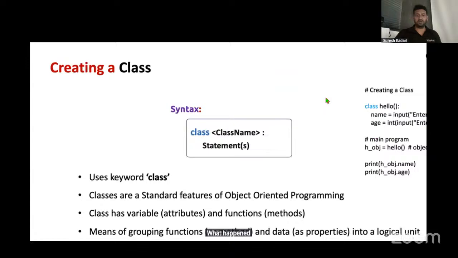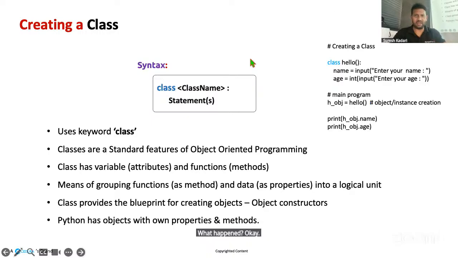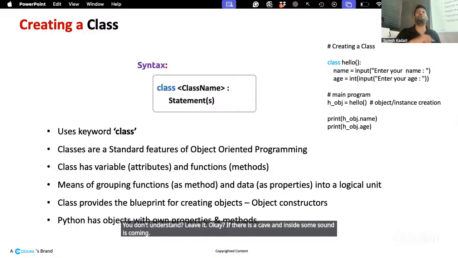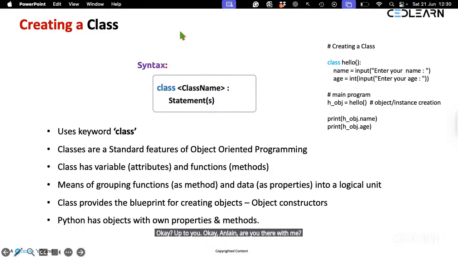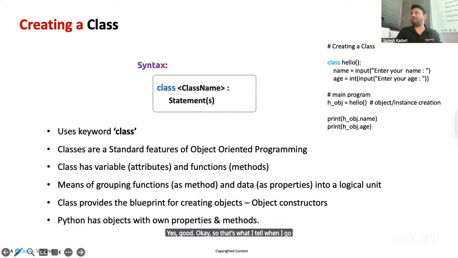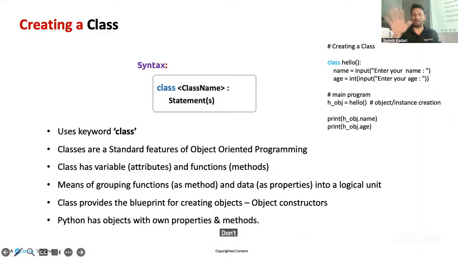What happened? Okay, I don't know, something happened. We don't know what happened. Sometimes you don't understand, leave it. If there is a cave and inside some sound is coming, don't go inside the cave. You better leave it. No, I want to check it. Okay, up to you. Are you there with me online? Yes. Good. That's what I tell when I go trekking. Some things are good to leave. Don't explore. Okay, that's it.